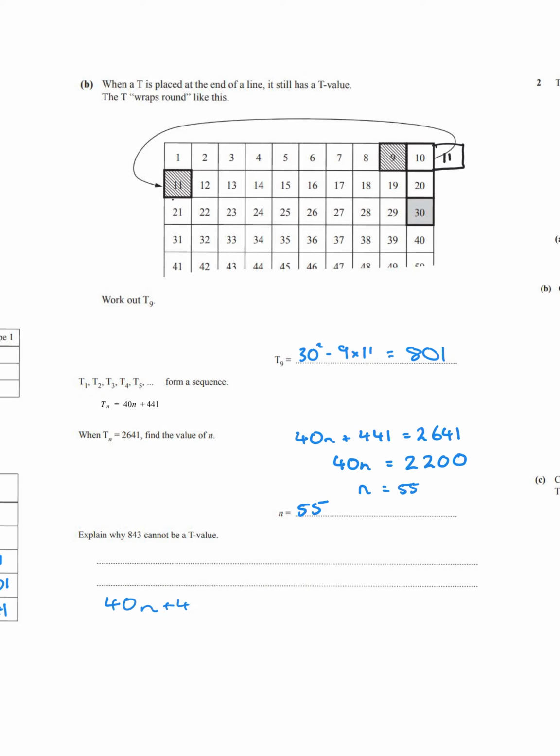40n plus 441. Can it equal 843? Well, 843 take away 441 is 402. So 40n would equal 402. And obviously if I divide that by 40, it's not going to work properly. It's going to give me n equals 10.5. So that's not an integer. Therefore, not a t-value.